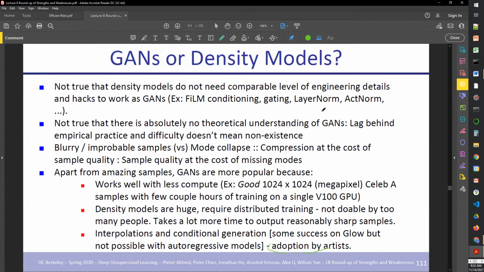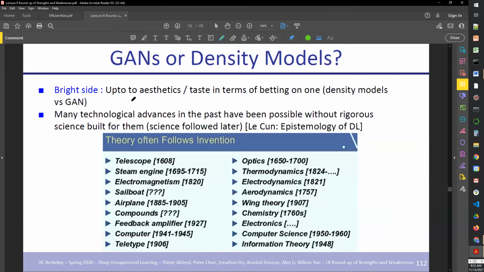This is something that I just mentioned, which is the fact that while people might criticize GANs because the theory doesn't exist, it's empirical, people just try things and nobody understands why it works. Here are Yann LeCun's examples of where this was true of so many things over the history of technology: telescopes came before optics, and steam engines were invented and put to use before the laws of thermodynamics were discovered.